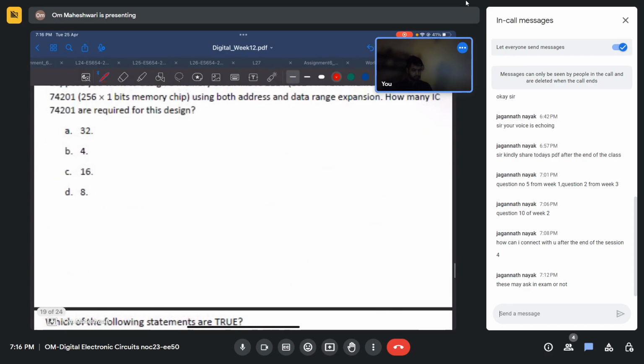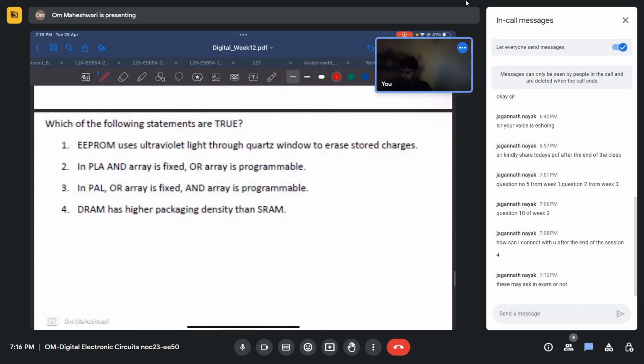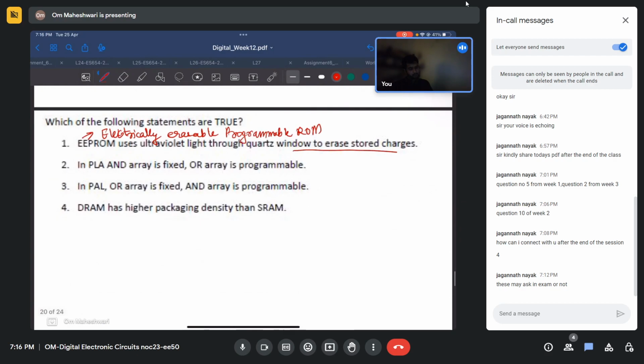So let's skip this question. Let's see this. Which of the following statements are true? EEPROM uses UV light to erase through quartz window. No. EEPROM is electrically erasable, programmable. So it is electrically erasable, you don't need UV light. So this is false.